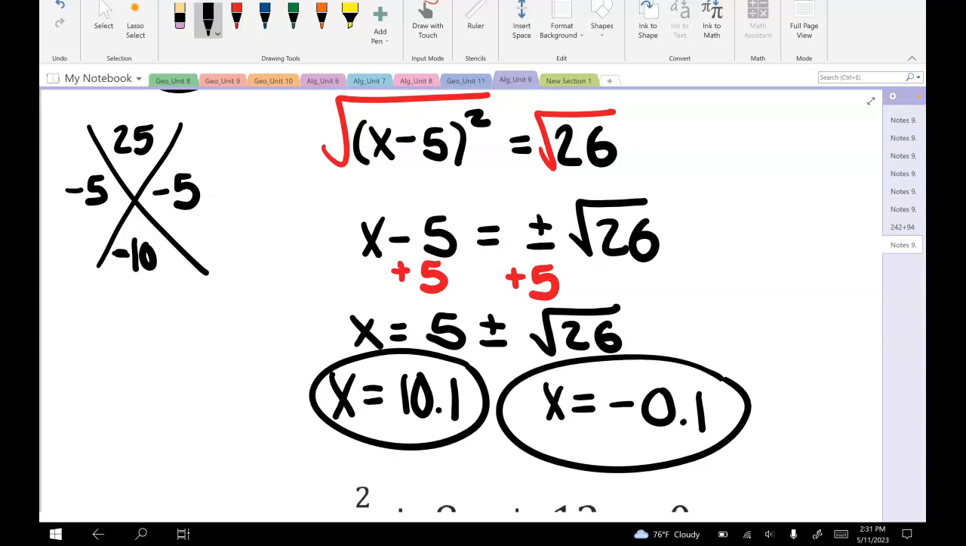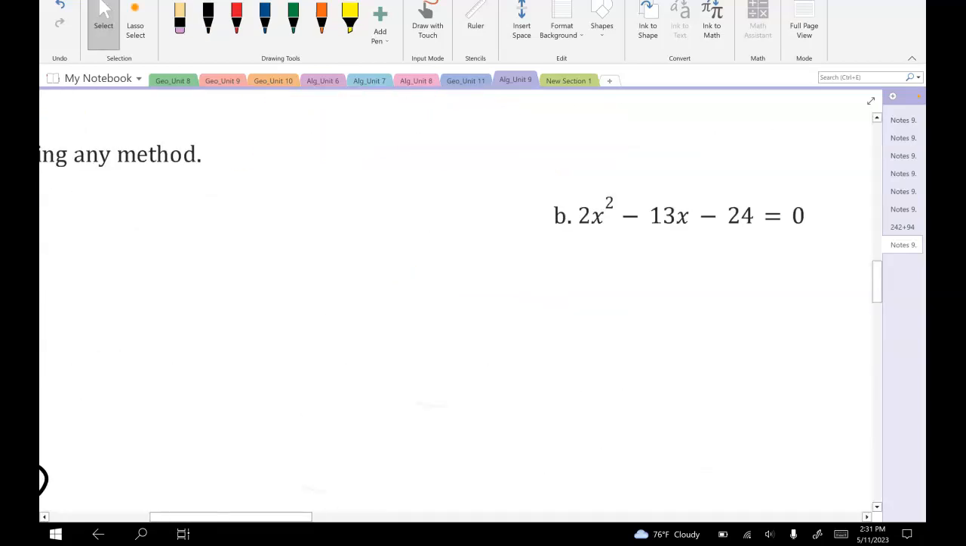Yes, they get shorter. The first two are a little long. All right.